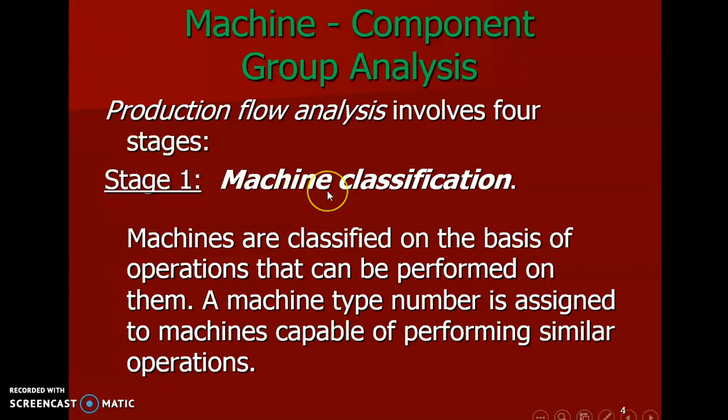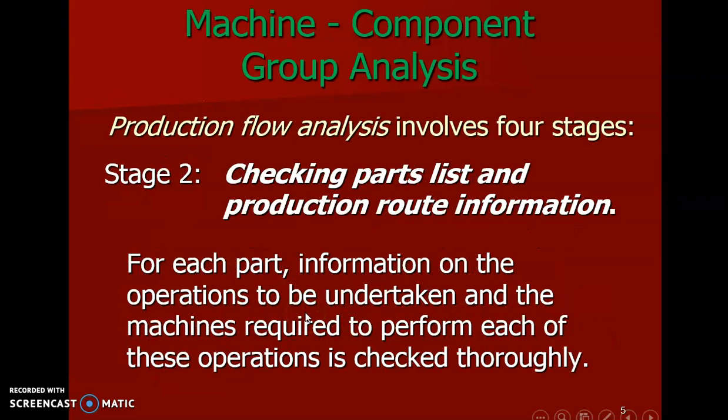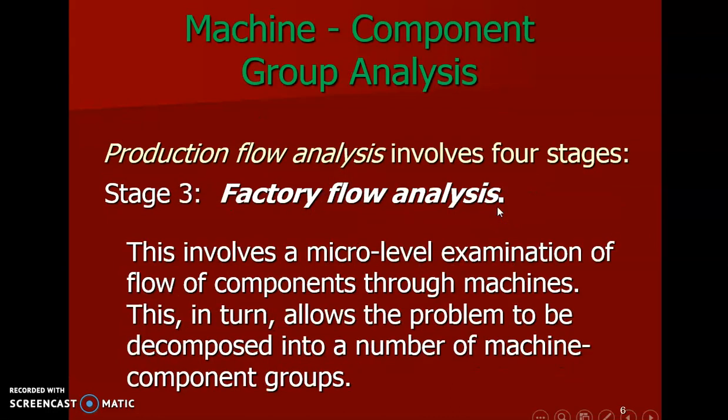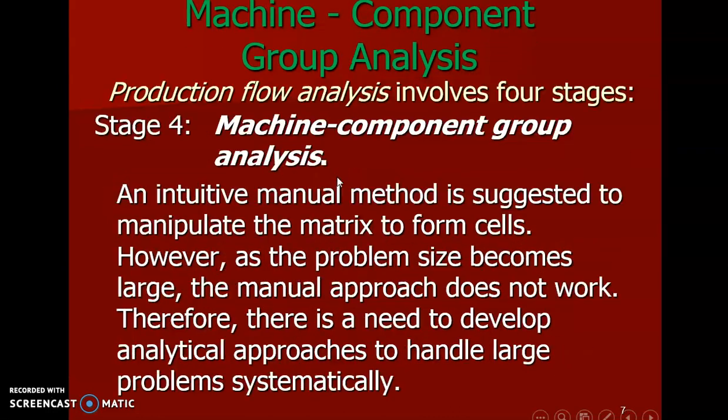The first step is machine classification, in which the machines are classified on the basis of the operations that can be performed on them. Step number 2, checking part list and production load information. Step 3, factory flow analysis. And step 4, machine component group analysis.